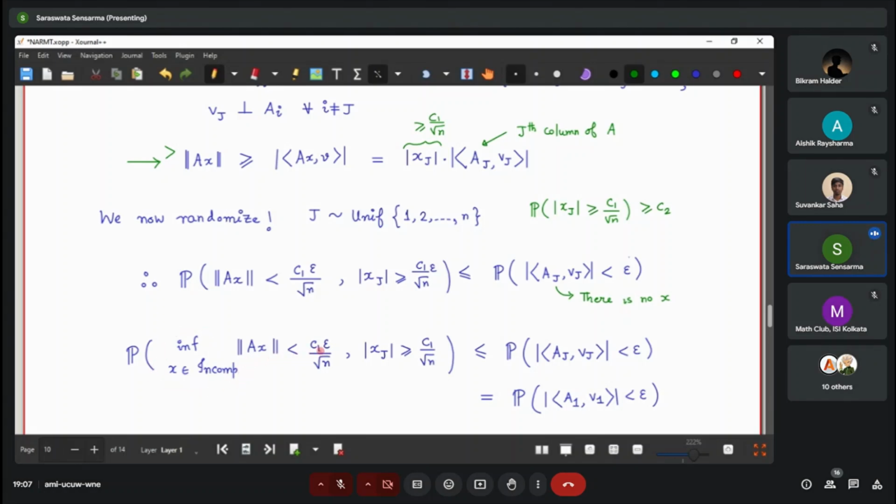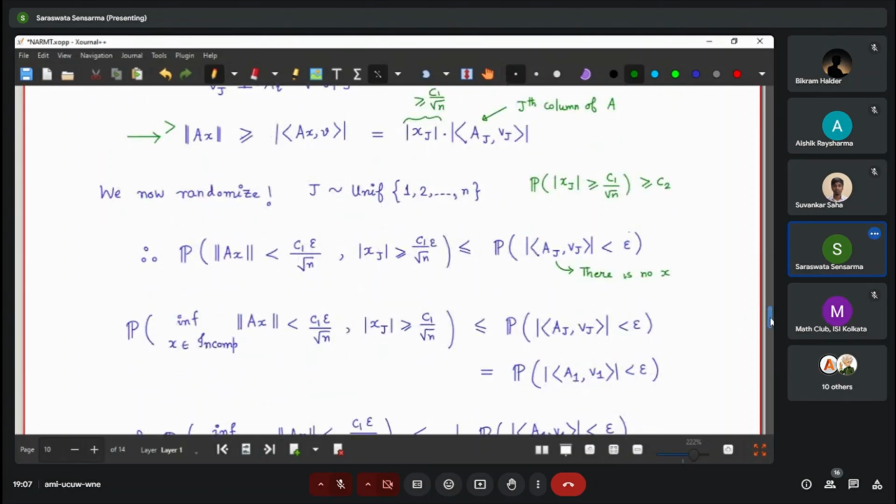being less than c1 over root n, and the fact that xj is larger than c1 over root n, that is well controlled by this. We don't know whether it's well controlled, we know it's bounded by this guy, and again j is completely independent of a and v, so I can just replace j by 1.